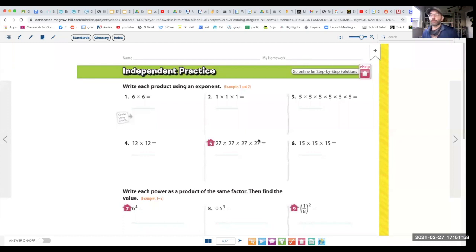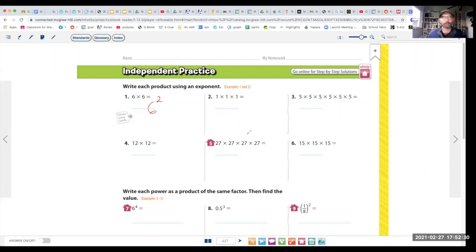All right, so now we're on page 437 in your book. We may have done a few of these problems in class. These are super easy. So on the first 6 problems here, they're not even asking you to find out the answer to the problem. They just want you to write it as an exponent. So let's try 6 times 6. How would you write that as a number with an exponent? Ready, go. All right, well, look, there's just 2 6s. So this should be 6 to the second power, or 6 squared.